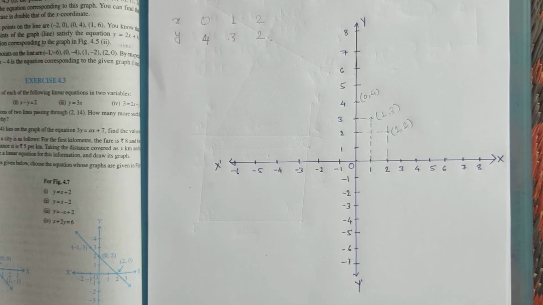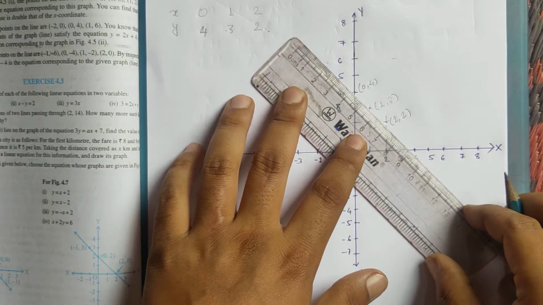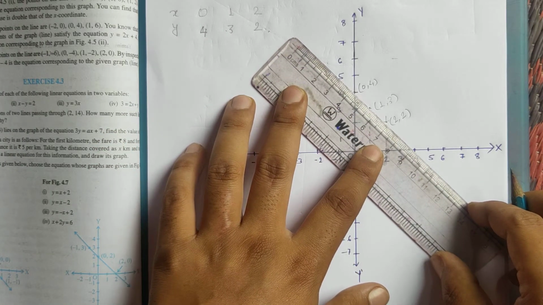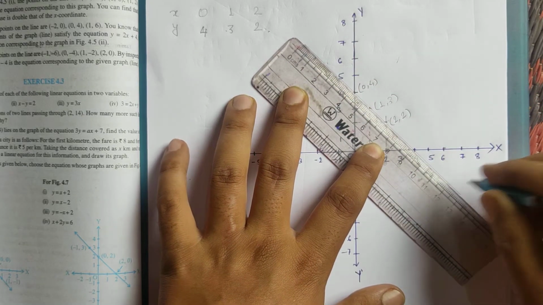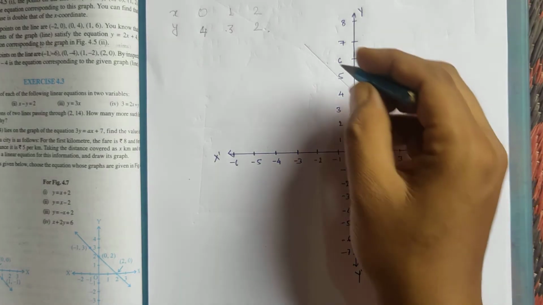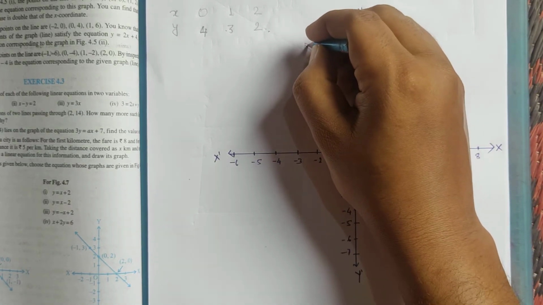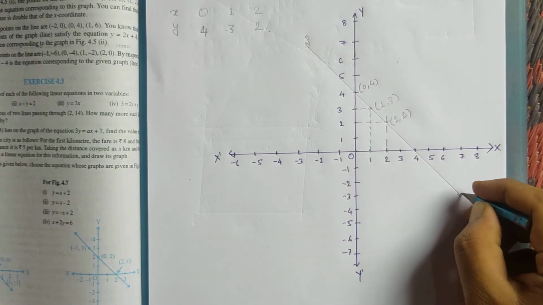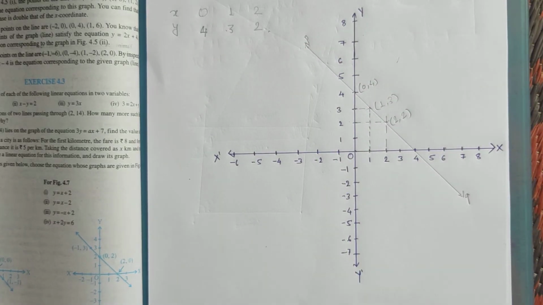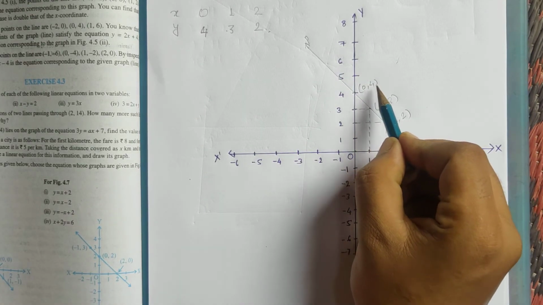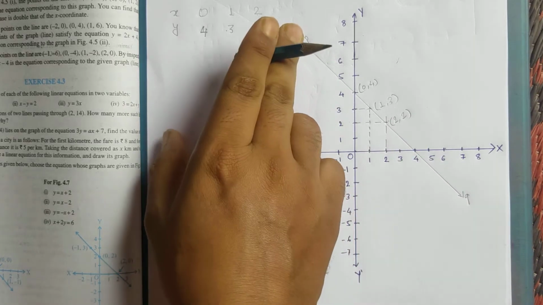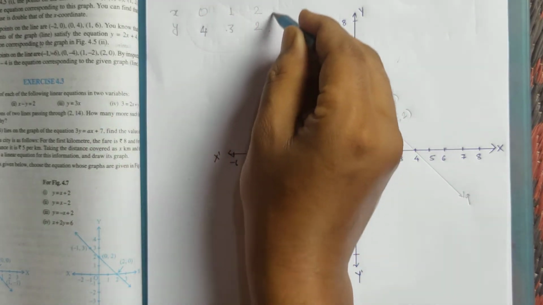Okay, so with the help of a scale we have to make a line through these intersecting points. Okay, make a graph line. So name this line P and Q. Okay, so this line is the solution of question number first, because it denotes all these points (0, 4), (1, 3) and (2, 2). All these 3 points lie on this line.